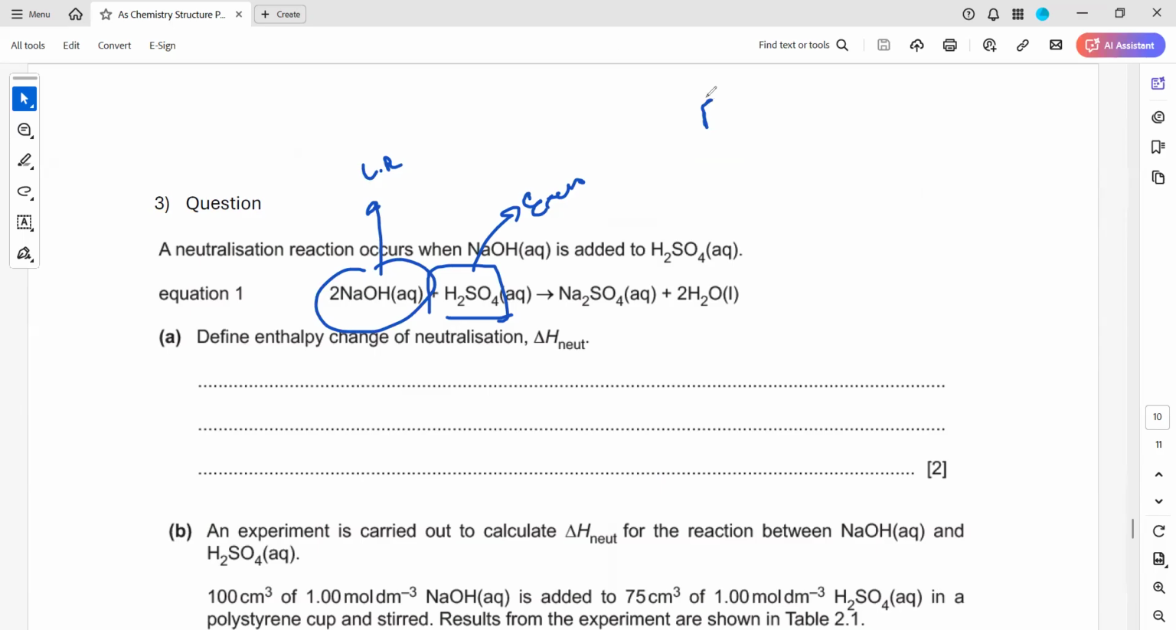And if we need the enthalpy change, it is energy divided by mole. And E equals Cm delta T, and the moles we'll use are for the limiting reagent. So what is the limiting reagent? Sodium hydroxide is the limiting reagent. So we'll use the total moles of sodium hydroxide.